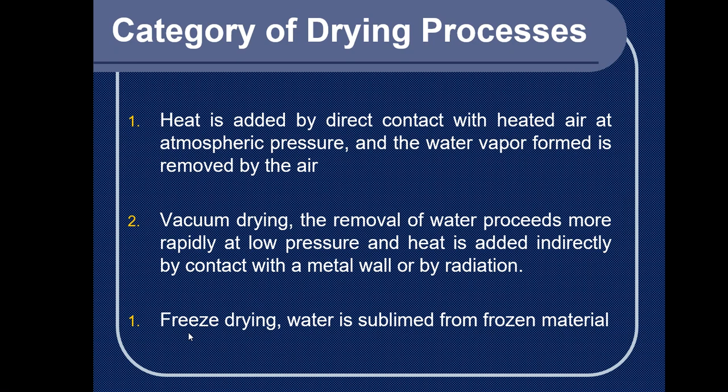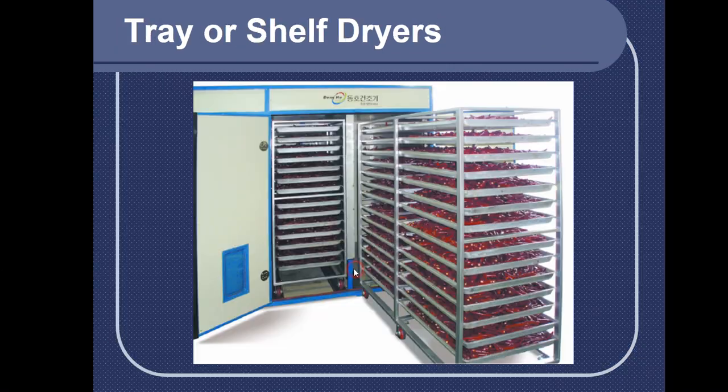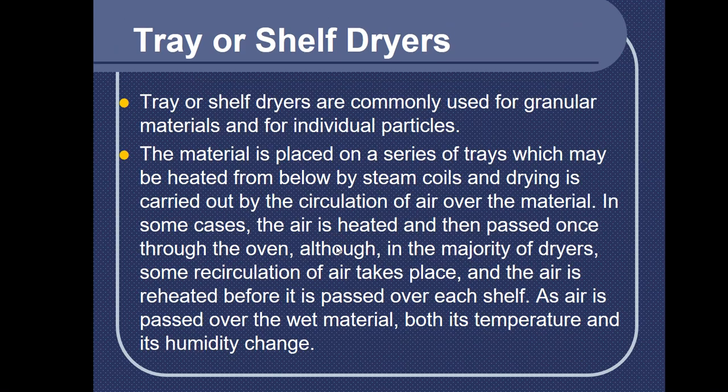And we have the last, the specialized type of dryer, which is freeze drying. Now, water here is sublimed from the frozen material. Now, this is your shaft or tray dryers. This was discussed. You just read on the specific application of these tray or shaft dryers. I'm not sure if this condensed form of notes for tray or shaft dryers will be as condensed as what is available in your handbook.